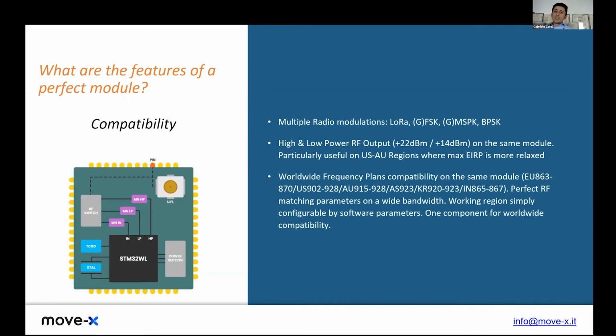And doing that, we maintain perfect RF matching parameters, even with a wide bandwidth.